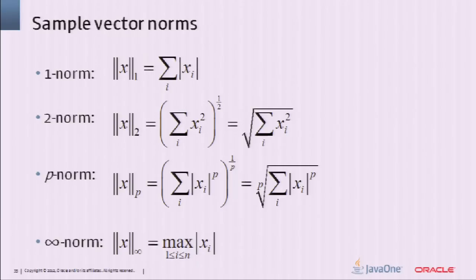You can generalize that by what's called a p-norm. And instead of taking the second power, you take the pth power. So you add up the absolute value of the cubes, and then you take the cube root, or you add up the absolute values of raising it to the fourth power and take the fourth root, and so on. And in the limit, you get the infinity norm, which is just taking the maximum element.